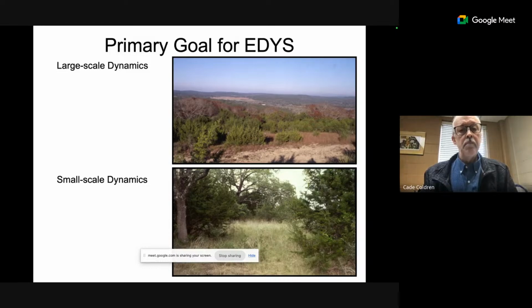So initially, our primary goal for EDYS was to be able to handle large-scale dynamics like you see in this photo in the top, which is an area north of San Antonio. And the large-scale processes that operate on that ecosystem, like fire, drought, climate change, for example, but also to be able to handle the small-scale dynamics. So you see that little bitty juniper down in the middle of that opening. What happens to it as it grows and ultimately shades out some of the trees around it, and how it is infected or affected by the large-scale dynamics and how it can ultimately play a role in the large-scale dynamics itself. So bringing in all of those different spatial levels.